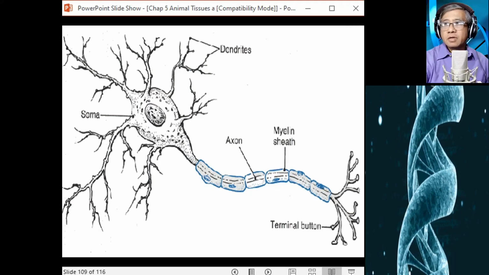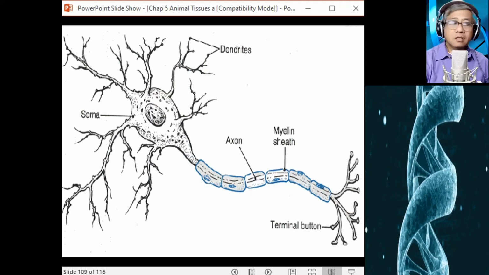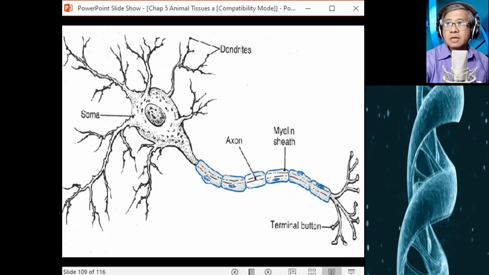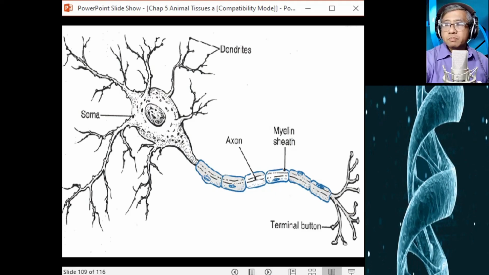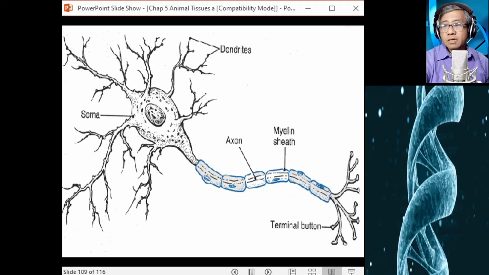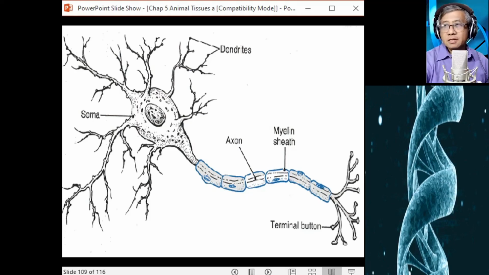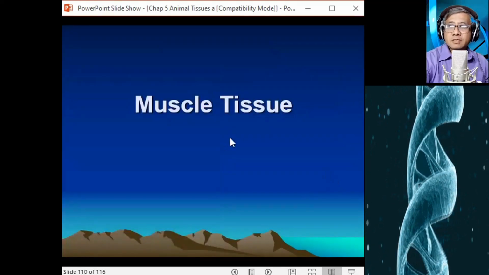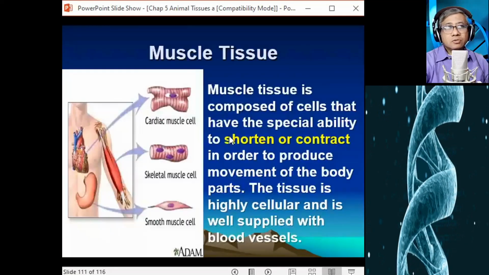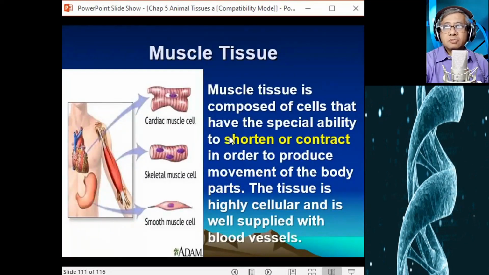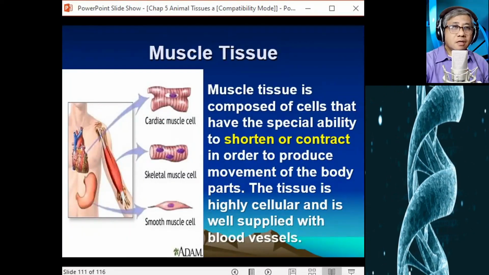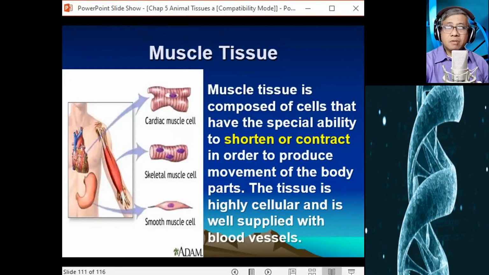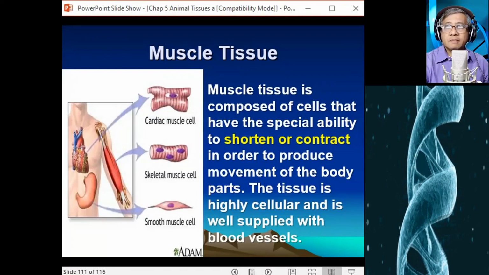The axon is surrounded by a myelin sheath that acts like an insulator, and there are specialized segments of the axon called the Schwann cell. And lastly, we have muscle tissue. What's so special about muscle tissue? They can shorten or contract. They have the ability to shorten and to contract.